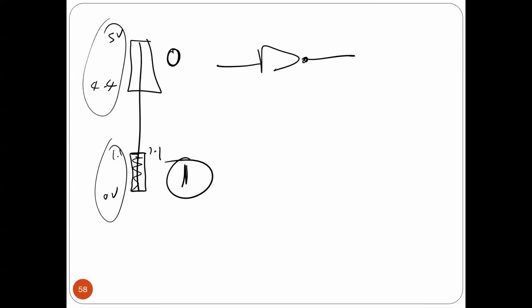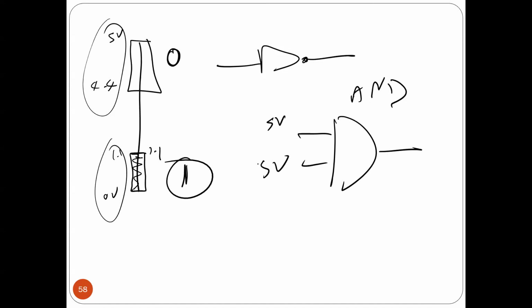But if this is a case, for example, if you have here and here I input 5 volt and 5 volt. 5 volt means logic 0. Logic 0. So the output should be 0. You got what I'm saying? I just switch it. Okay? I didn't switch the logic. Be careful here. I'm using the same logic.